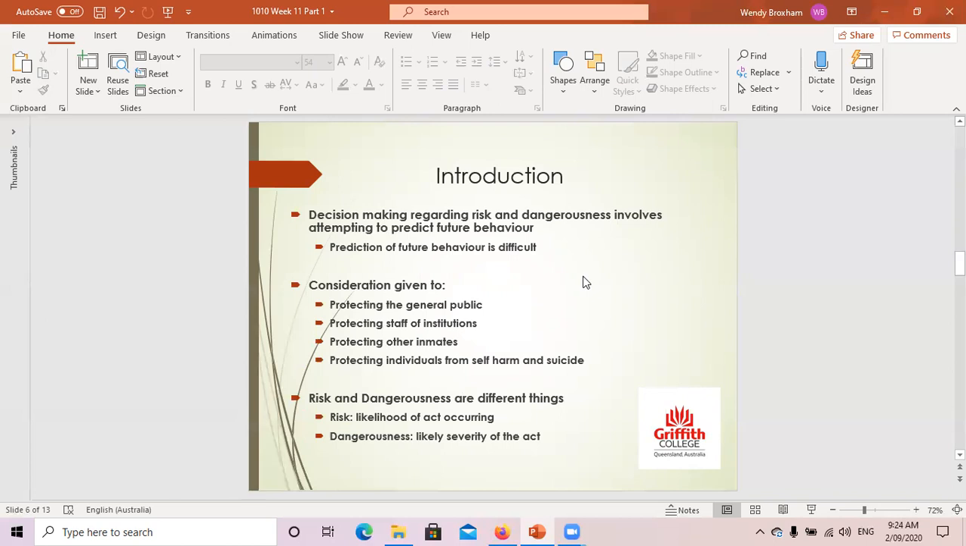So risk and dangerousness, we need to understand, are two different things. Risk is the likelihood of an act occurring, so the likelihood of them committing an act. There could be a really, really high risk, but it could be a really minor offence, so it's not always correlated. And dangerousness is the likely severity of the act. So are we looking at shoplifting versus homicide?